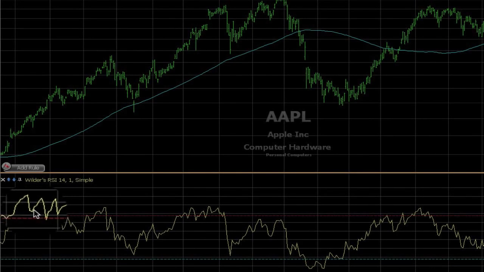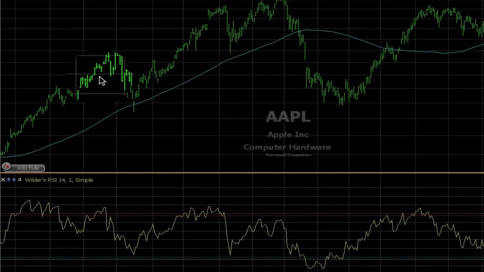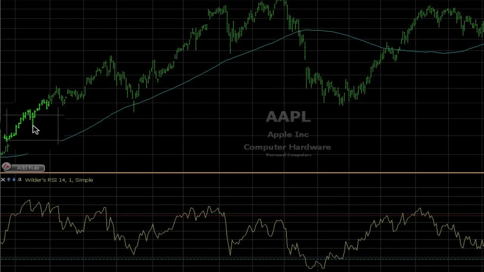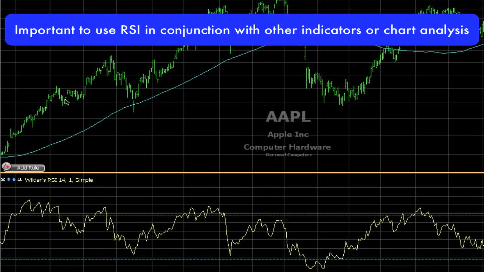Over here you see RSI stays overbought and price keeps climbing, making new highs. So if you had put on a short entry here, you would have been stopped out. So it's important to use other indicators and/or chart analysis before just entering using RSI.